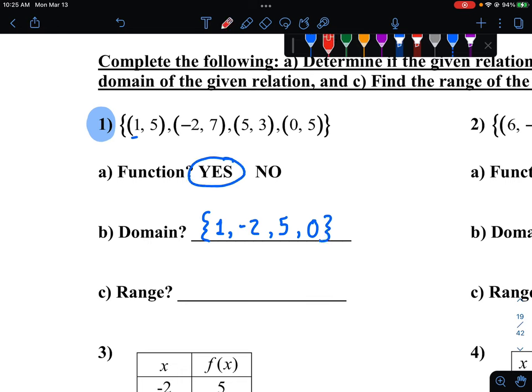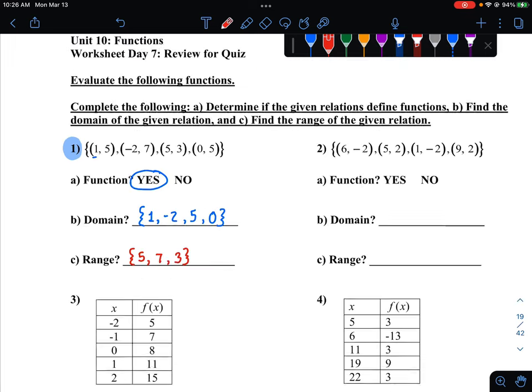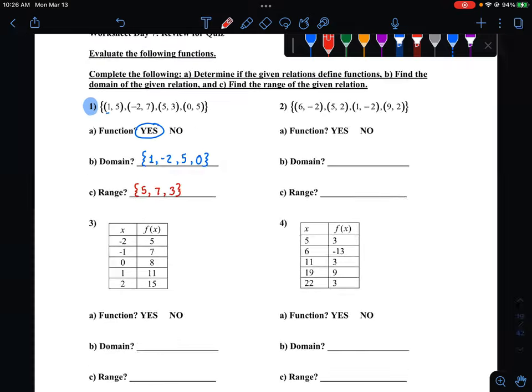Now we deal with the range. I don't like to deal with the function or not until after I've dealt with the range, after I've dealt with the domain. We have the range now, so I have a 5, a 7, a 3, and then there's another 5. Remember, you do not have to write repeated values. So that is domain and range given a set of values.